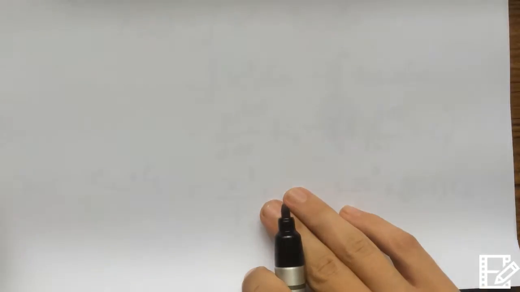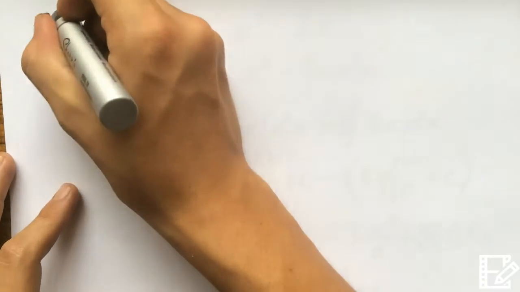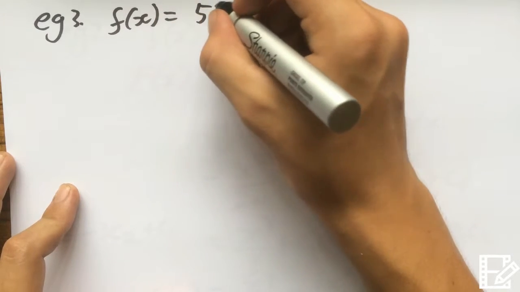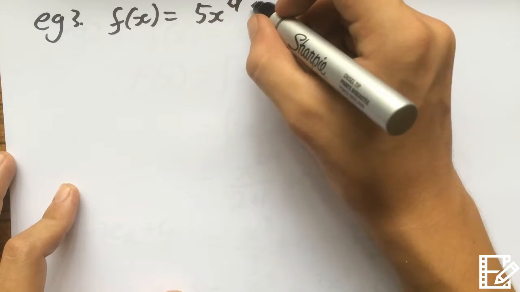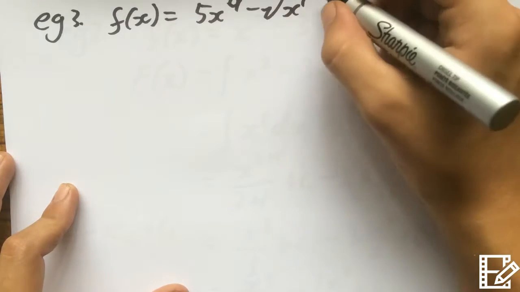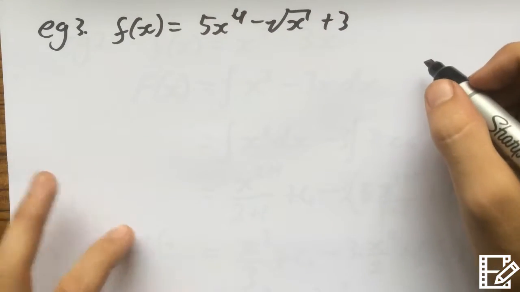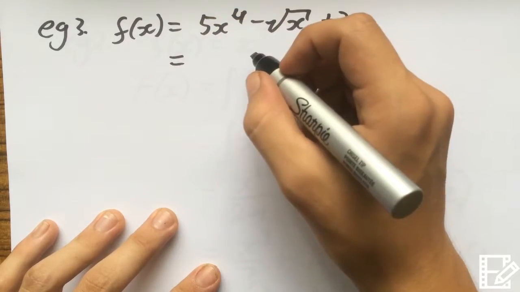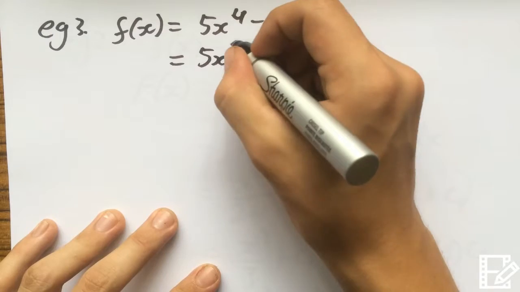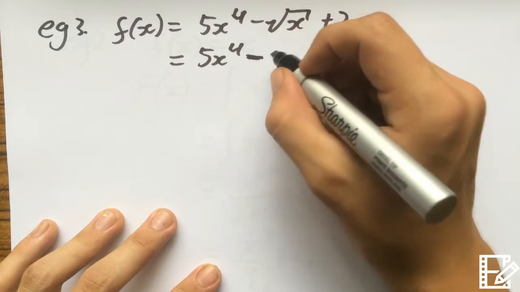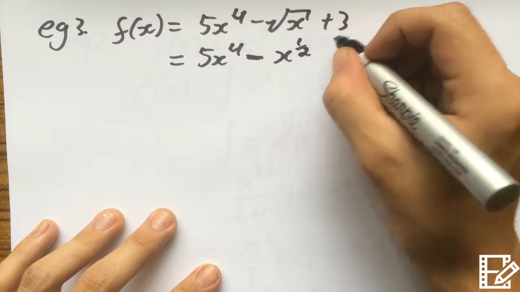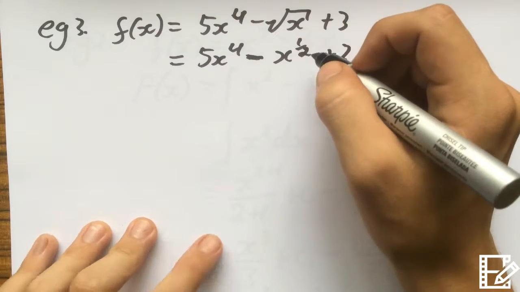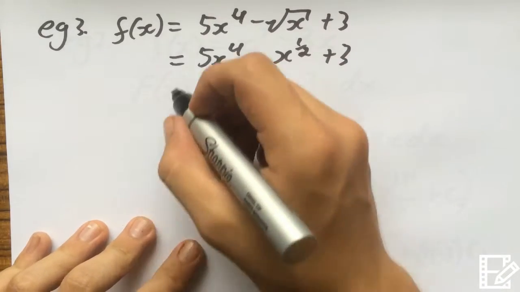Now for the third example, we have f(x) equals 5x to the power of 4 minus the square root of x plus 3. Okay. So, hopefully we can agree, or if you know this, that this is the exact same. Square root of x is the same as x to the power of 1 over 2. Okay? Keep that in mind.